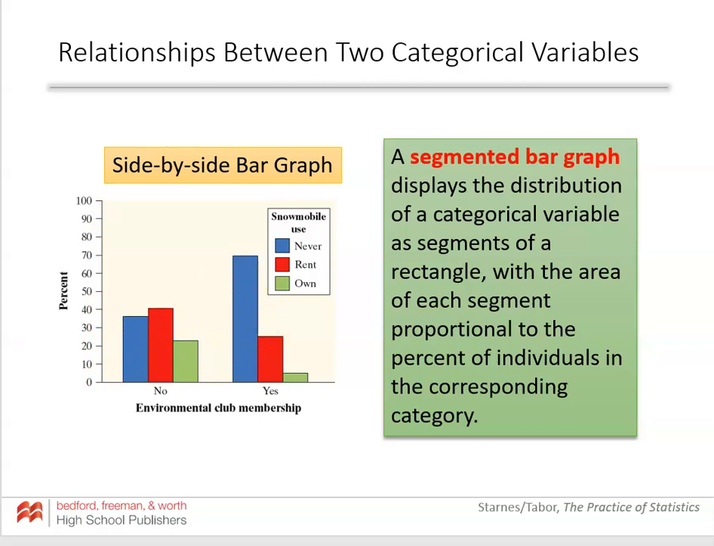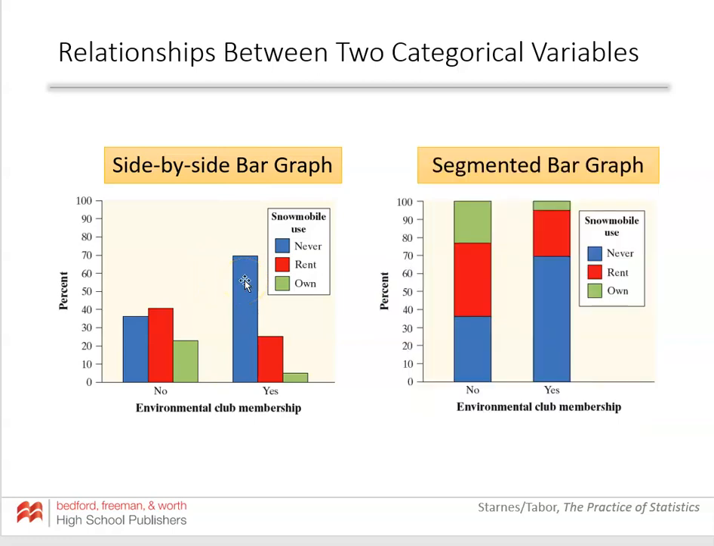Another appropriate graph for categorical data, if it's a two-way table, could be a segmented bar graph. This displays the distribution of a categorical variable as segments of a rectangle with the area of each segment proportional to the percent of individuals in the corresponding category.